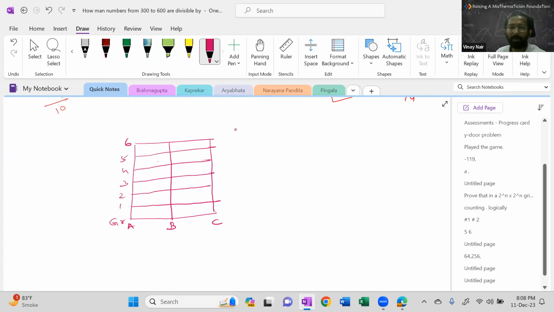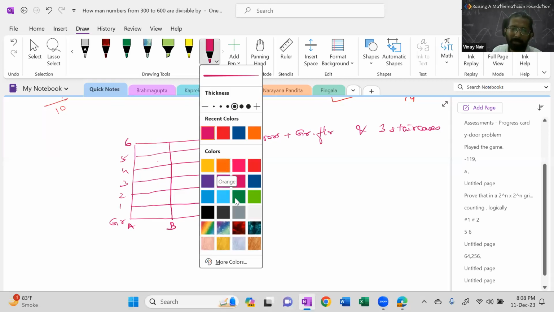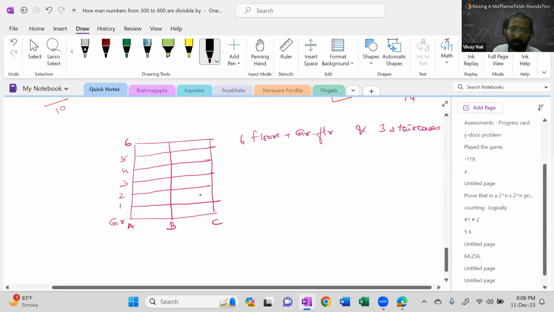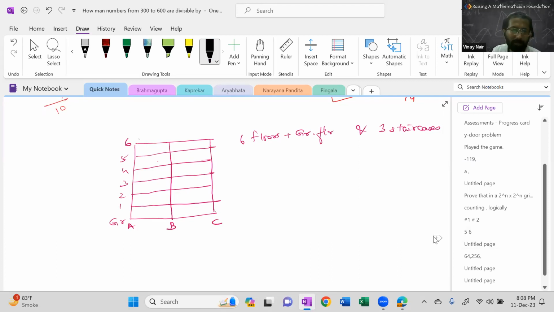And 6th floor. Okay. The 6 staircases, or rather 6 floors, plus ground floor, of course, and 3 staircases. Okay. Now what happens is, let's say your class is on the 6th floor. You ask your teacher, ma'am or sir, can I just go to the restroom? And the restroom is on the ground floor.